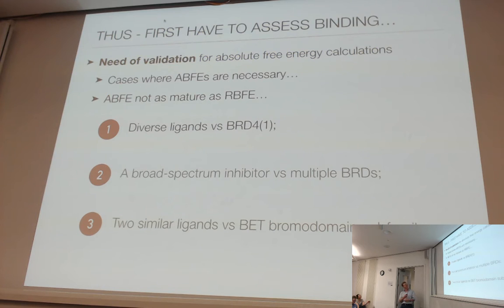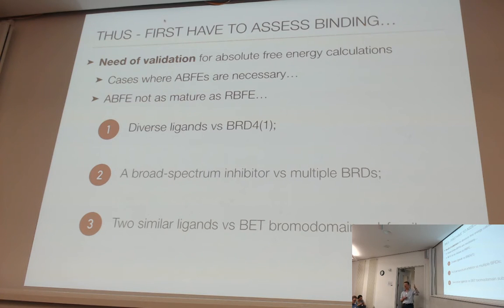In the case of absolute binding free energy calculations, which is what we were proposing to do because of those diverse molecules, it wasn't obvious how you could do relative calculations between a diverse set of molecules, so we had to use absolutes. But as the field wasn't quite as mature as relative binding free energies, we really needed to make sure that we could validate this pretty well before we did anything more. That leads us on to 3 test cases, which I'm going to walk you through, just to give you a flavor of where we think the state of the art is with regards to absolute free energy calculations.